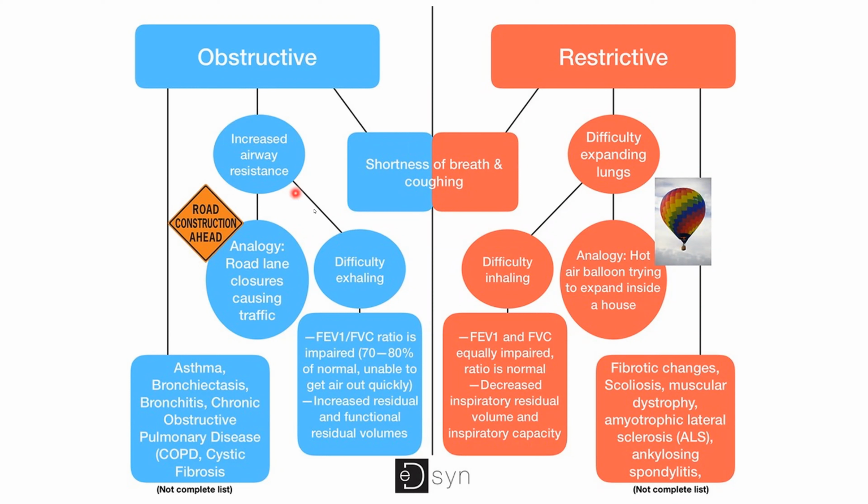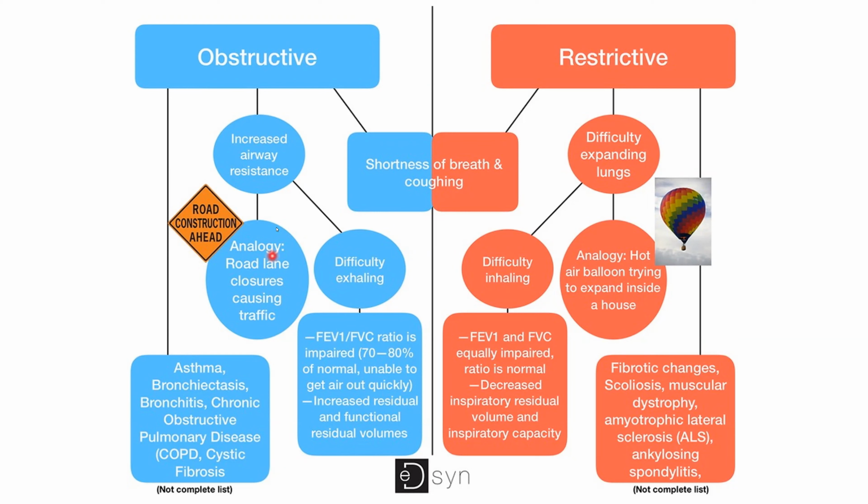So specifically, these patients are going to have difficulty exhaling, and their FEV1 to FVC ratio is going to be impaired. Specifically, they're going to be unable to exhale quickly, and we'll talk about what this is here. And ultimately, in addition to having that impaired or decreased ratio, our obstructive patients are going to have increased residual volumes and increased functional residual volumes. Remember, because this is the air trapping situation.